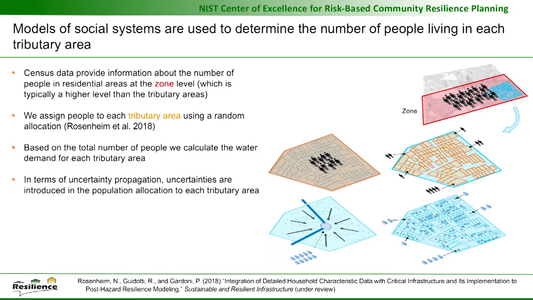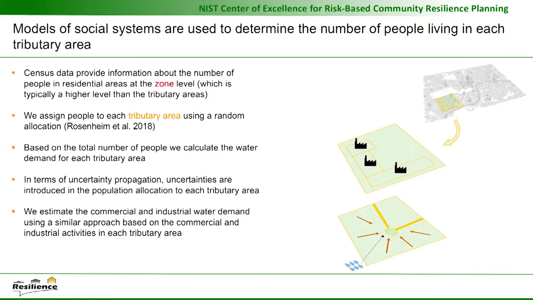Census data typically provides information about the number of people in residential areas at the zone level, which is typically a higher level than the tributary areas. So we assign people to each tributary area using a random allocation. Based on the total number of people, we calculate the water demand for each tributary area. Here, in terms of uncertainty propagation, uncertainties are introduced in the population allocation to each tributary area. We estimate the commercial and industrial water demand using a similar approach based on the commercial and industrial activities in each tributary area.